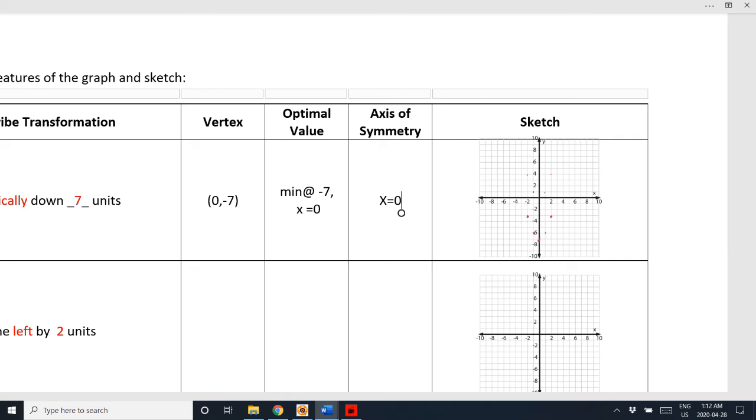And we can draw our points, our parabola. So it's going to look something like that. And you can make sure that you have your vertex where it should be, so you can know where it is on the graph there. So 0, comma, -7. Let's try the next one.